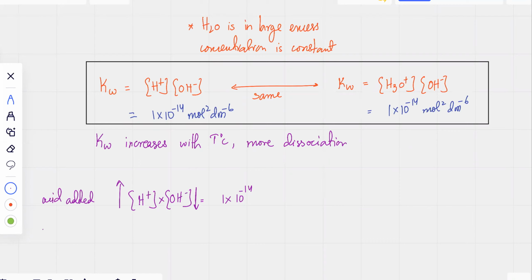Yes, sir. And similarly, if you add a base or an alkali to this, then the base neutralizes the H plus ions, and the quantity of H plus ions in the solution goes down drastically, and the quantity of OH- ions goes up when you add a base. But the product still comes out to be 1 times 10 power minus 14. Is that clear?